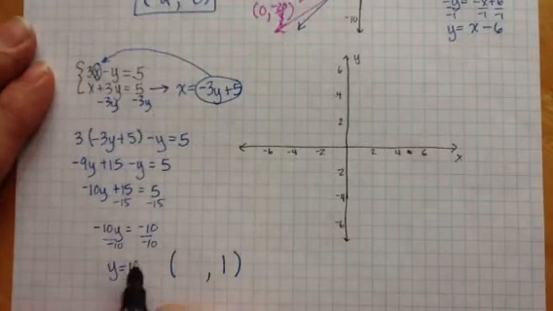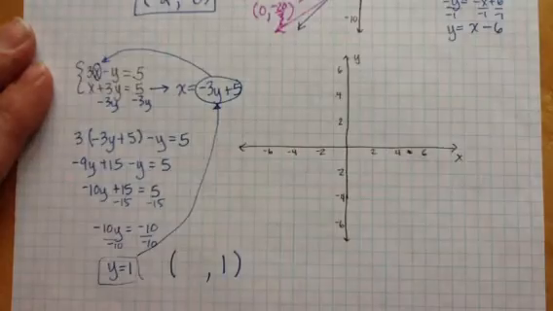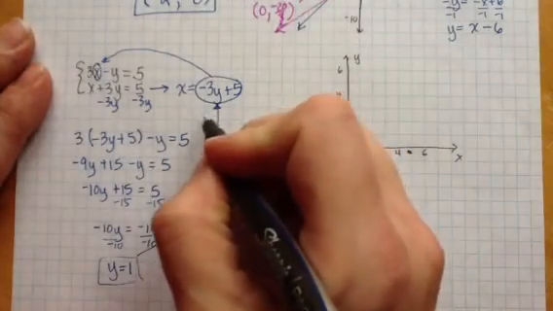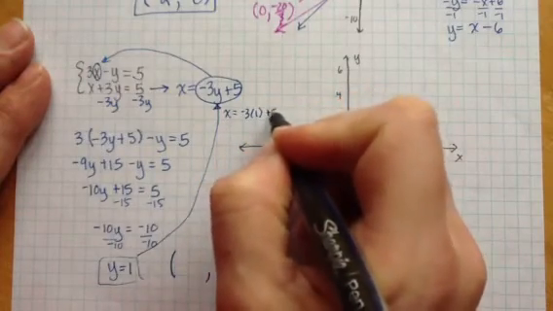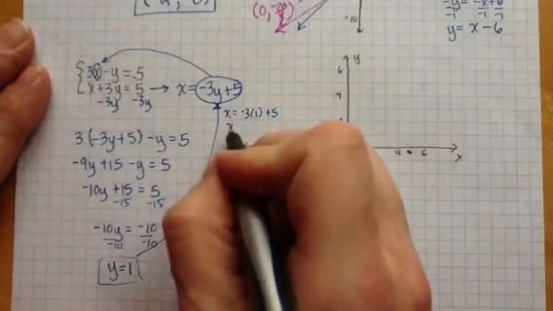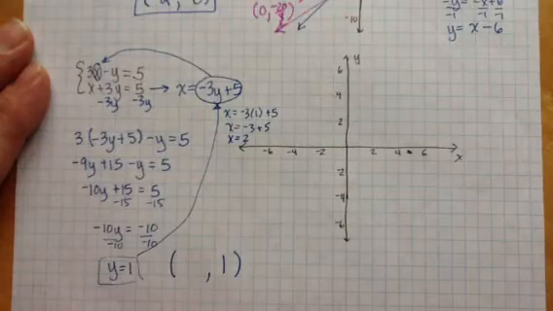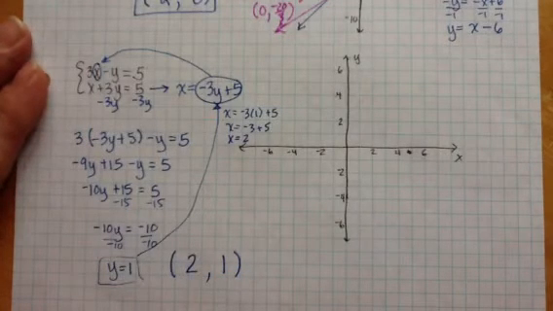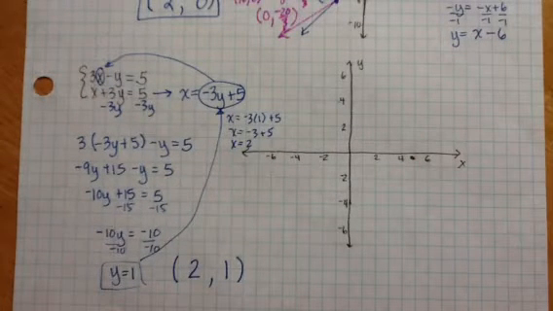And then I'll take y equals 1 and plug that in to the equation I got in the first step. So I get x equals -3 times 1 plus 5. So x equals -3 plus 5, which means x is 2. And that's what I'm going to use for the x value for my solution. Now I do want to check this by graphing.